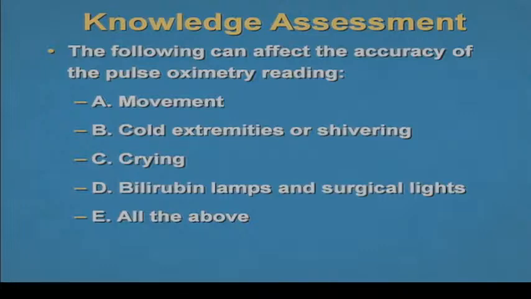It states here, the following can affect the accuracy of the pulse oximetry reading. A, movement. B, cold extremities or shivering. C, crying. D, bilirubin lamps and surgical lights. Or E, all of the above. So what do you think can affect the accuracy of the pulse ox reading?